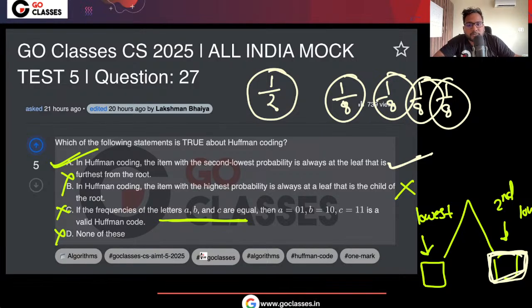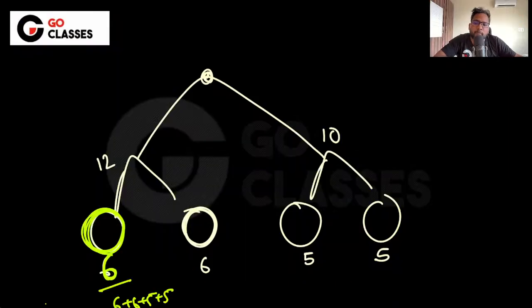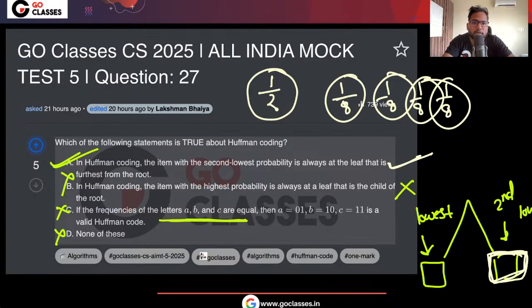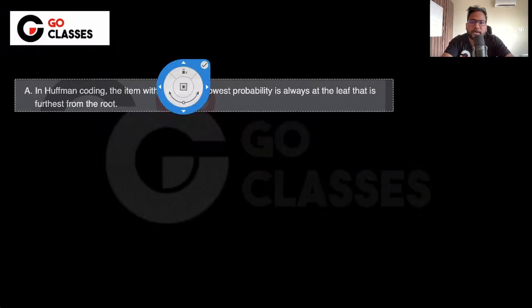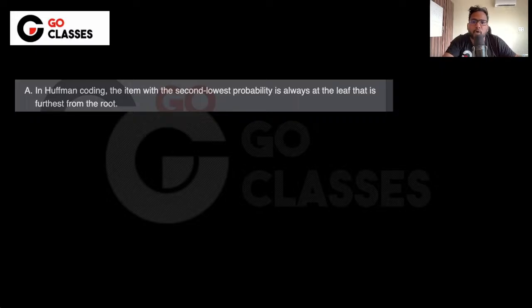Now some people are saying about A, what if you have equal probabilities, right? So let's just rewrite this option A. Let me copy paste. So in option A, they are saying, in Huffman coding, the item with the second lowest probability is always at the leaf. Some people are giving an argument, which is actually understandable, but let me still write it.